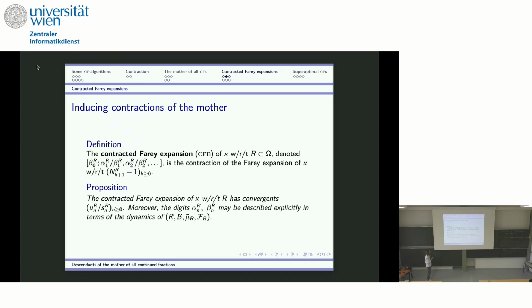Maybe more interestingly, these digits, alpha in R, beta in R, can be described explicitly in terms of the dynamics of the induced system that we are studying. So we don't really need to know the Farey expansion of x in order to compute the contracted Farey expansion of x. We can actually compute the digits of the contracted Farey expansion of x just from the induced system. So each of these induced systems is really giving us a continued fraction algorithm to produce this contracted Farey expansion of each x.